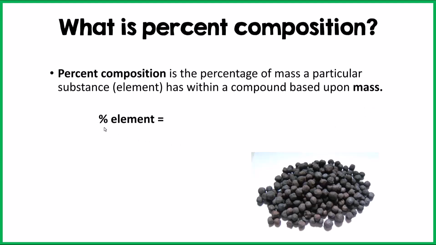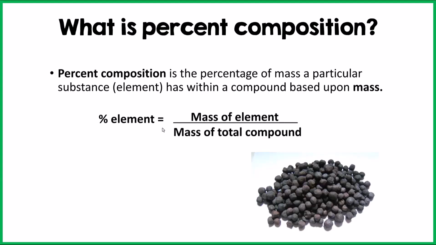So if we want to find the percentage of an element in a compound, we take the mass of that element in the compound and divide by the mass of the total compound. So this is exactly the same process that you would be using in math to find the percentage of something, the partial over the total. And then we multiply that by 100, and that gives us the percent.